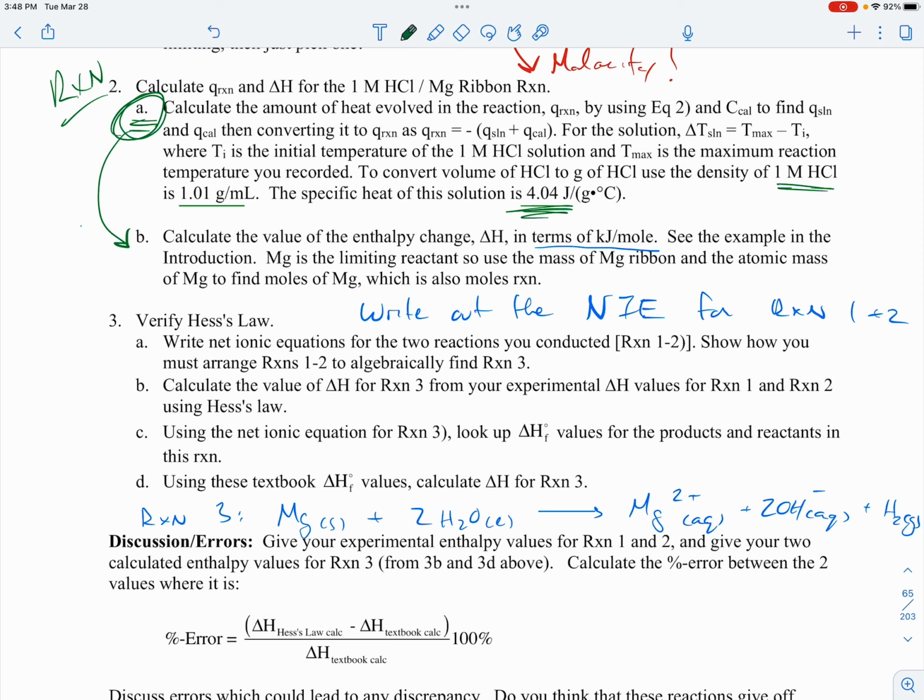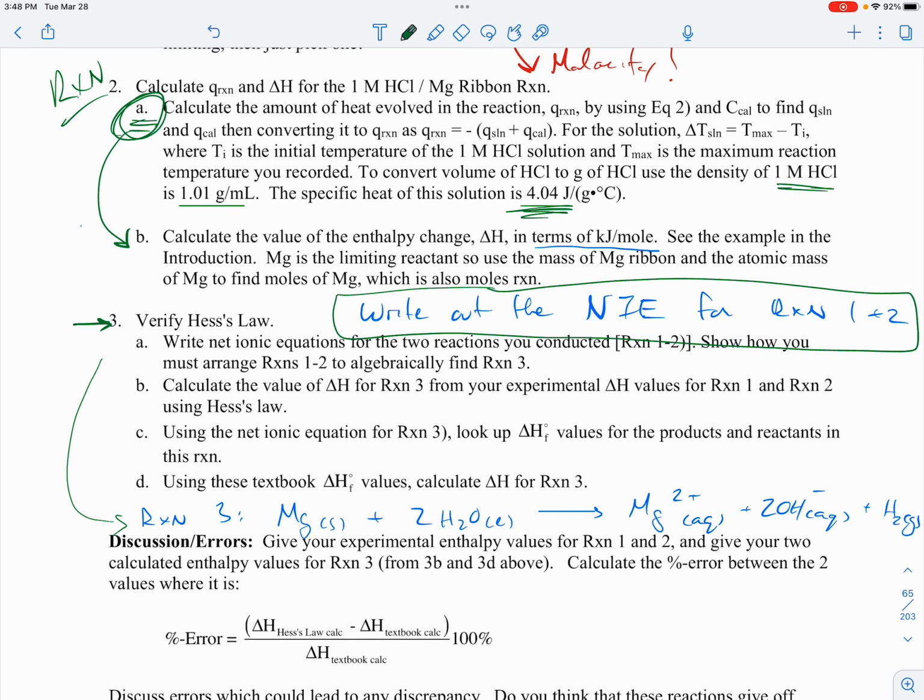And then you can move on to 3, which is verifying Hess's law. All you're doing here is taking reaction 1 and 2 and their associated delta H's, summing them up so that you can get a net reaction 3 and solve for delta H of reaction 3. The hint that I want to give you is to write out reactions 1 and 2 in terms of their net ionic equation. Once you do that, then you can rearrange both those reactions to get to reaction 3.